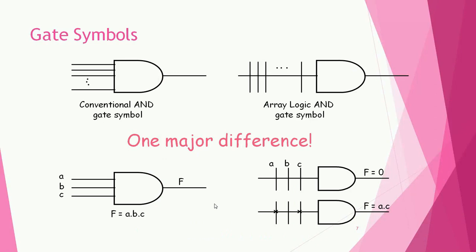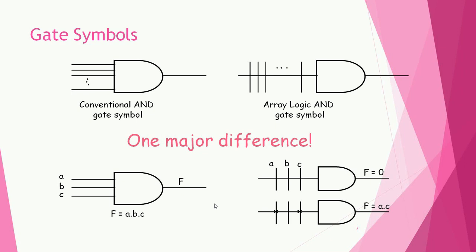Observe here, this diagram shows the gate symbols. The conventional AND gate symbol is shown in the first diagram, and you can draw this AND gate with multiple inputs. Then the array logic AND gate symbol: if you are using array logic, the same AND gate symbol can be drawn like this, with one horizontal line and various vertical lines. It means that various inputs are present.